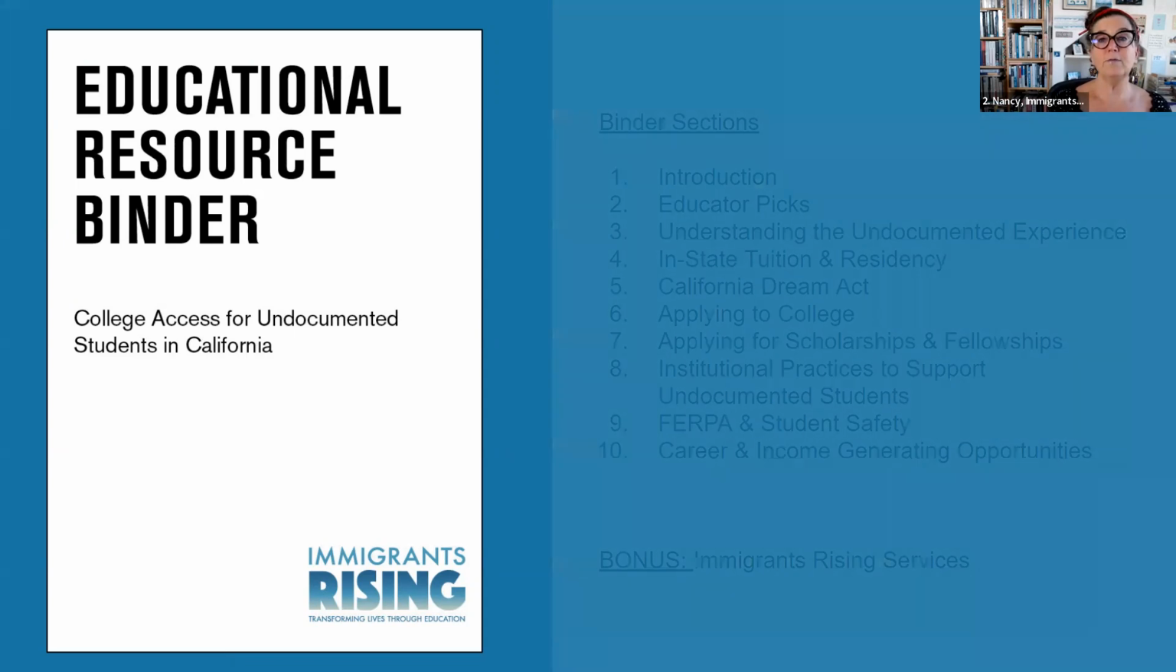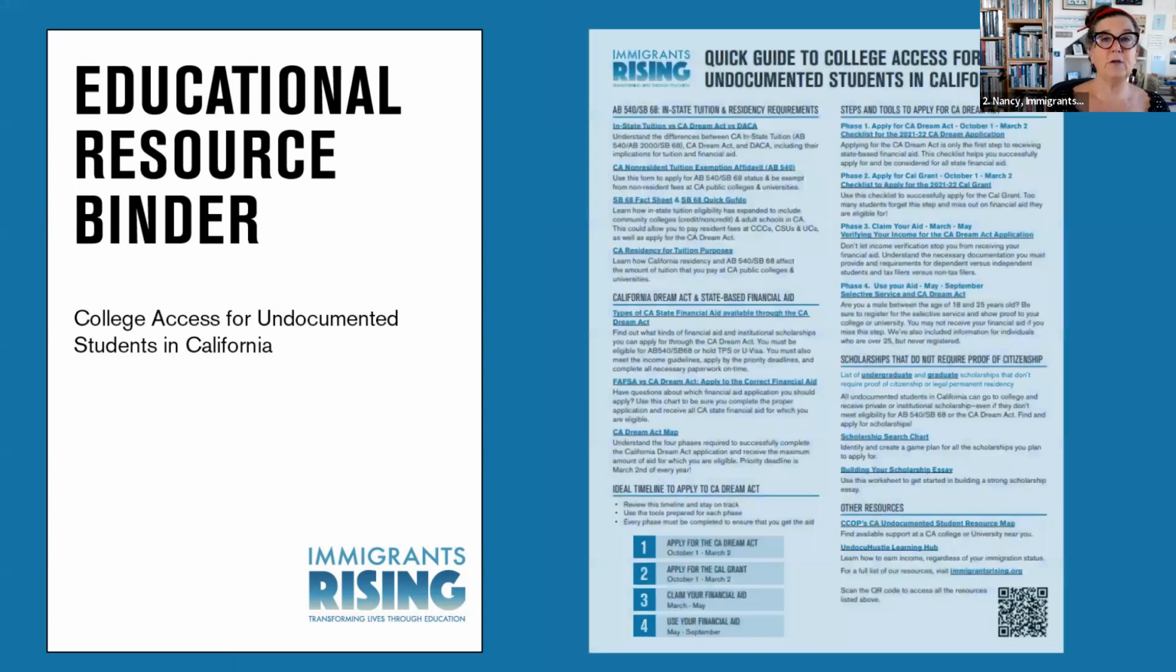And then, if you're not ready to go for the whole big old binder, I do think this quick guide to college access for undocumented students is super helpful. It's got information about AB 540, information about the California Dream Act and the steps and tools to apply, scholarships that don't require proof of citizenship, as well as a building your scholarship essay worksheet, which can be really helpful.